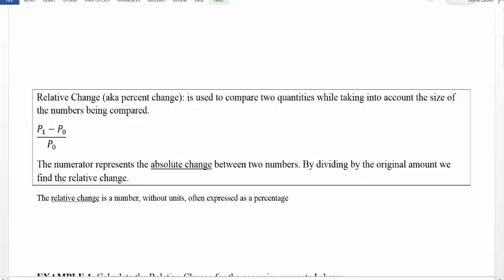So here, like I mentioned, in the scenarios we'll look at, there's going to be a change in price. We're going to reflect that in the numerator, and we're going to divide by the original price. It's important to note that the relative change is going to be a number without any units, and we often turn our result into a percentage, which means a lot of our results are going to be decimal numbers. So let's go ahead and look at a couple of scenarios where we can actually calculate this relative change using this formula, P sub 1 minus P sub 0 divided by P sub 0.